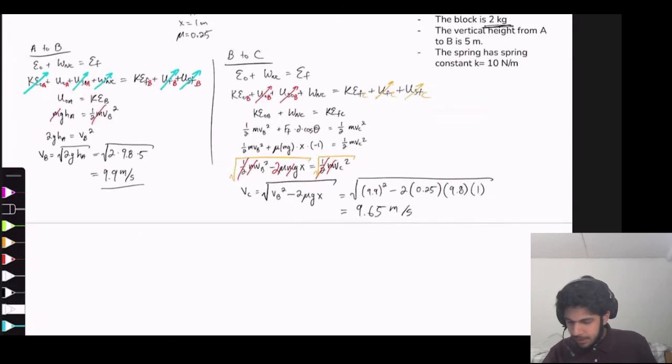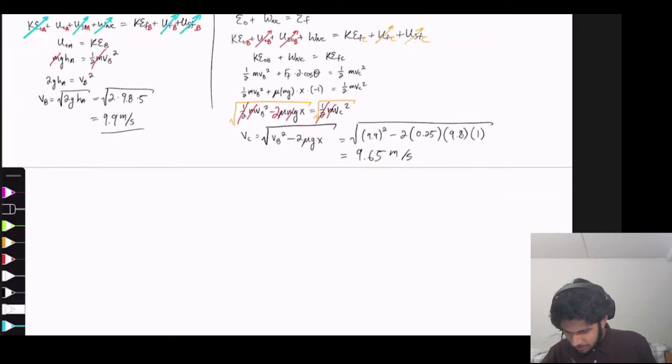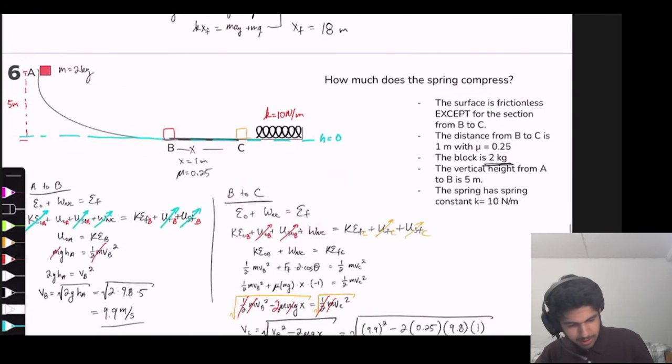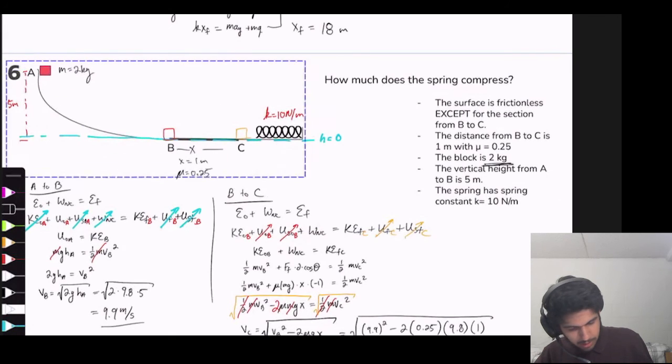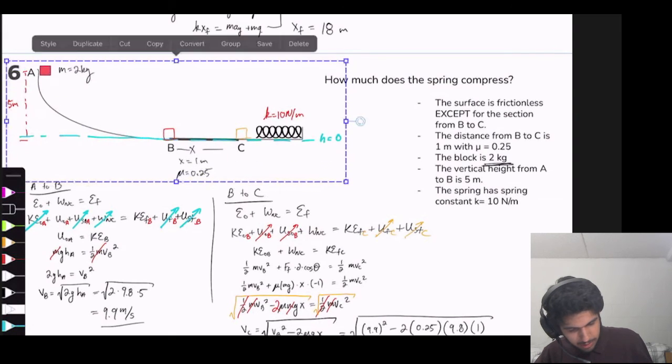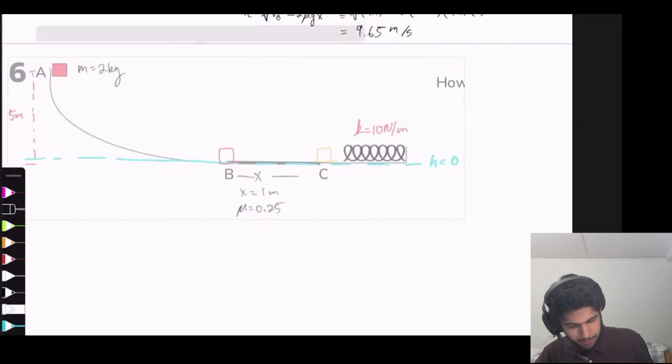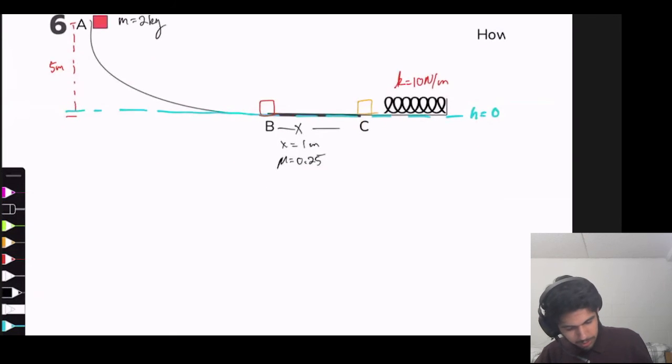Okay. I'm just taking a look at my notes as to what we're doing. Okay, so now we'll consider what happens from C to the end. Actually, let's just try to copy this picture. There, copy, and then we'll go here, paste. Okay, good. So we'll go from C to the end.